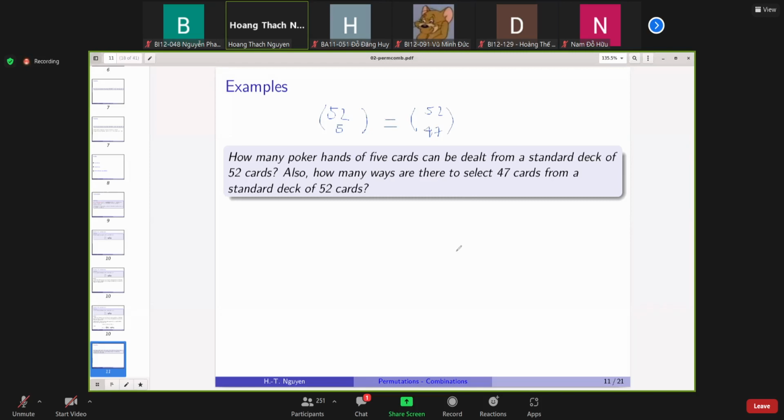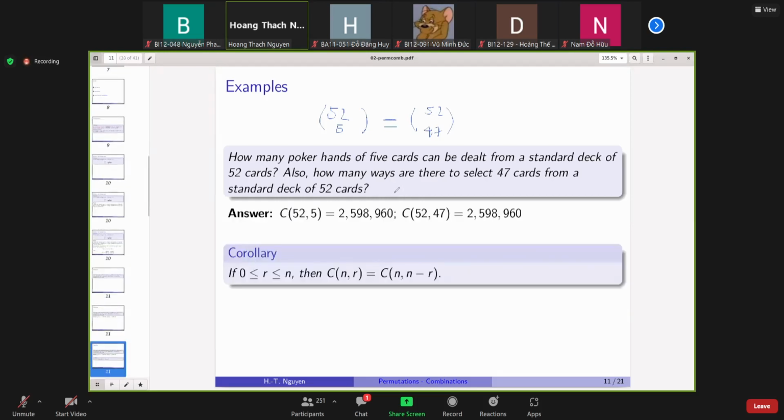If you choose 5 cards to take out, or if you choose 47 cards to leave in the deck, then it's basically the same. The outcome is the same. So the number of ways to do either must be the same. And this is a general result. You have this.